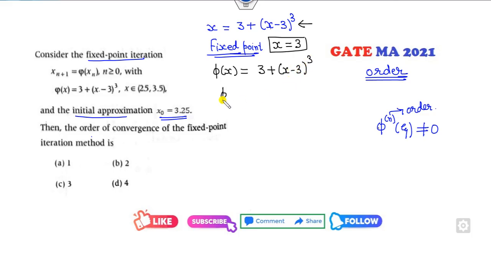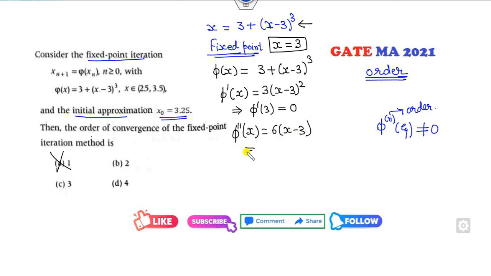Fine. Now you can find the derivative of this. It is 3(x minus 3) square. So clearly, phi dash of 3 is 0. So it means 1 is not the order. What is the phi double dash of x? It is 6(x minus 3). Again, clearly phi double dash of 3 is 0. So 2 is not the order because we need a non-zero.